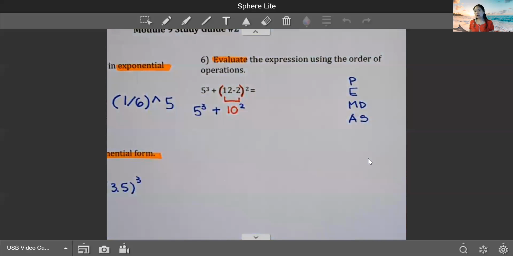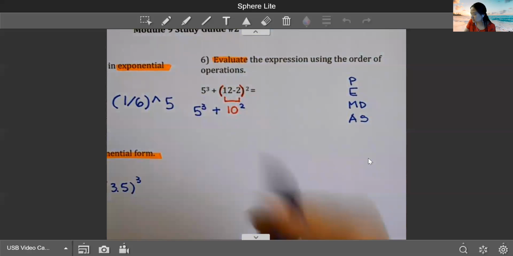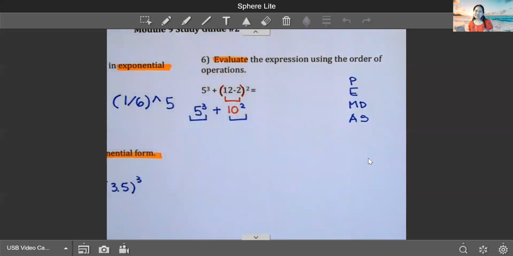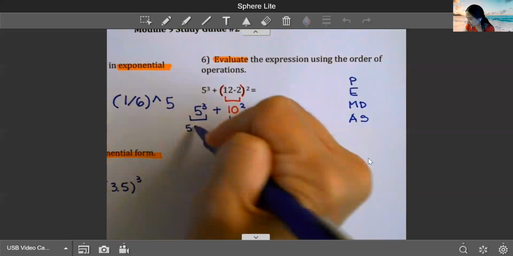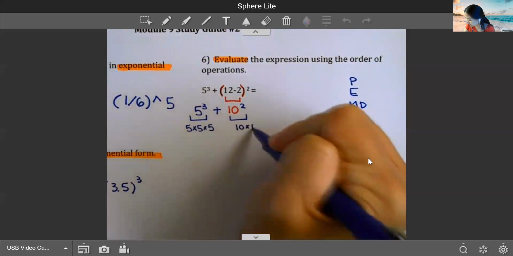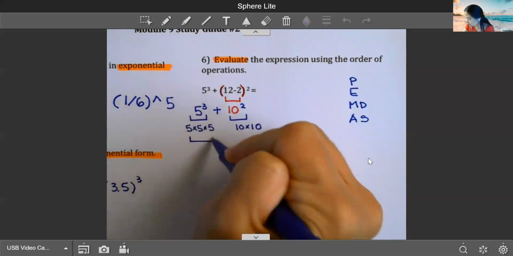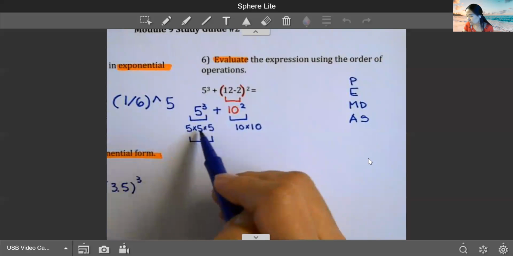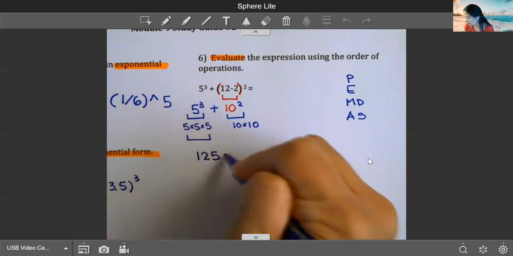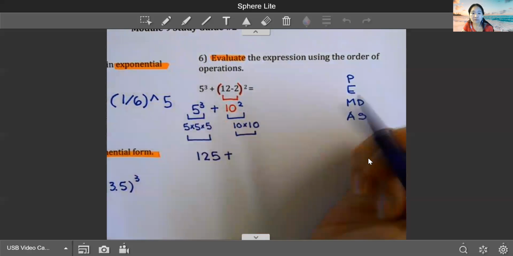Well, so I no longer have parentheses, but I do have exponents. In fact, I have 2 sets of exponents. So if I have both of the exponents in 2 different places, you can actually just evaluate them all at the same time, and that is actually okay. So this one is 5 times 5 times 5, and this one is 10 times 10. So 5 to the third power is 25 times 5, 125, plus 10 times 10 is 100.